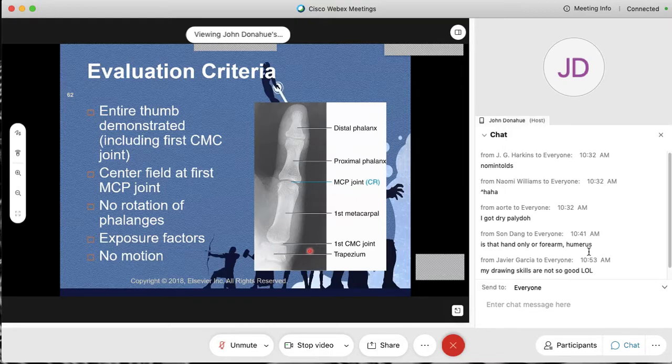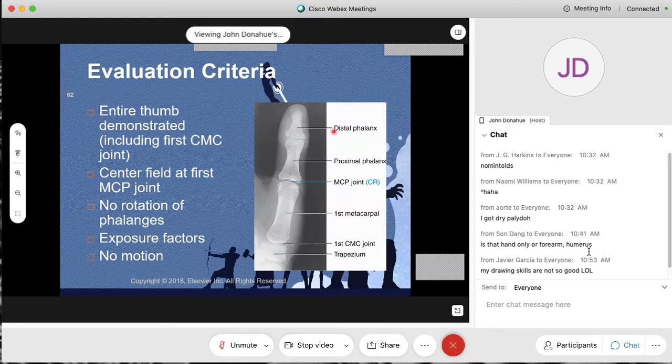You can see our trapezium. Do make note that the trapezium is located just distal to that first metacarpal. It's that first carpal bone we should see. There's our first CMC joint. Of course, there's our MCP joint. That's where our central ray is going to go. And our proximal and distal phalanx. If you remember on the thumb anatomy, guys, the thumb only includes a distal and proximal phalanx. It does not have a middle phalanx. That's a unique feature of the thumb.